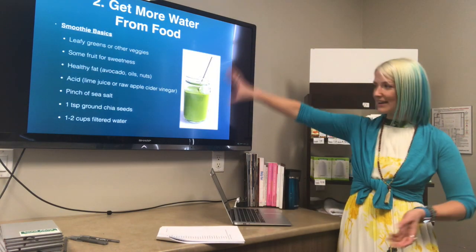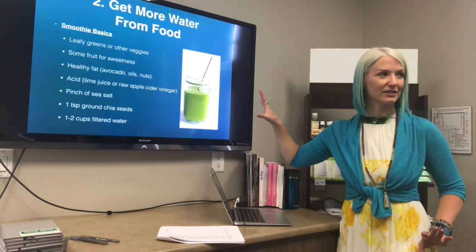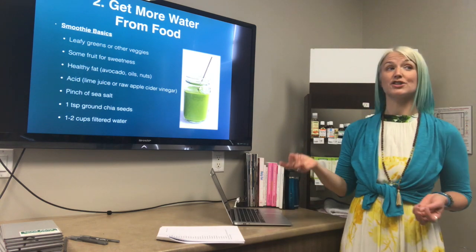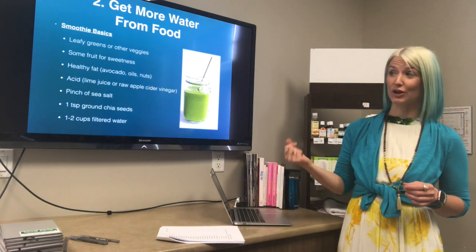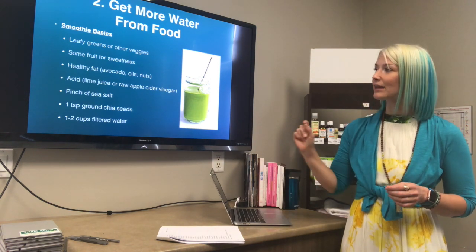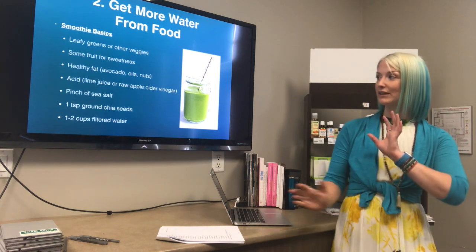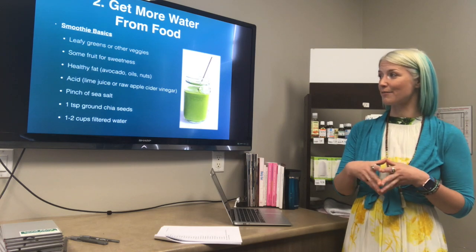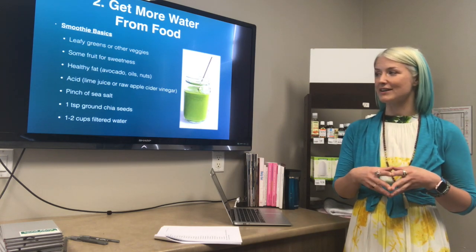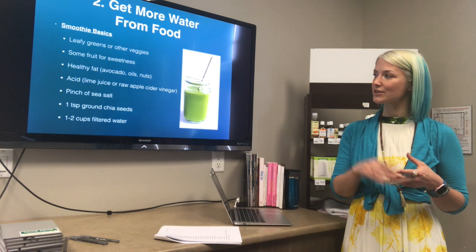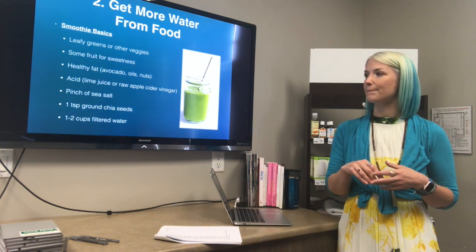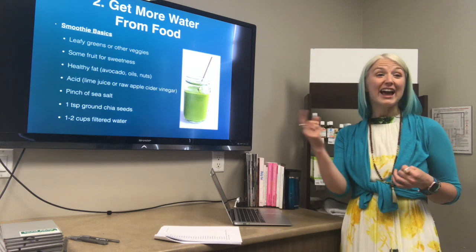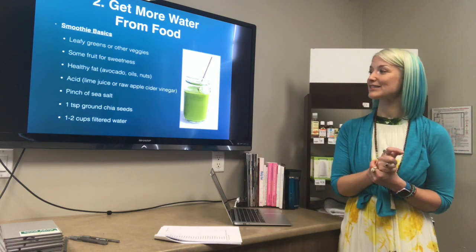So these are the key components of your smoothie. Leafy greens or other veggies. A lot of people use spinach or kale, or you can even use some herbs like mint. A little bit of fruit for sweetness, but you definitely want to lean towards the veggies more than the fruit. Healthy fat in the form of avocado, oils or nuts, so hemp seed oil is a really great option, flaxseed oil, avocado oil even, and you can even soak some cashews and then whip them into your smoothie.